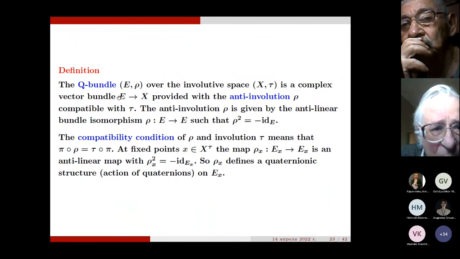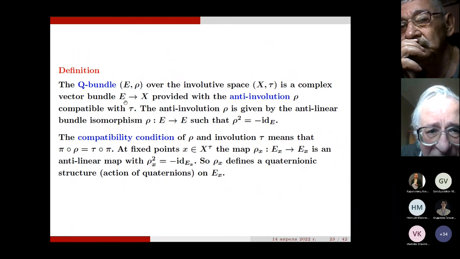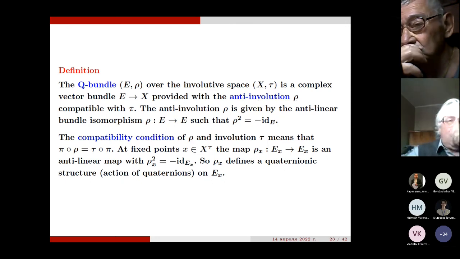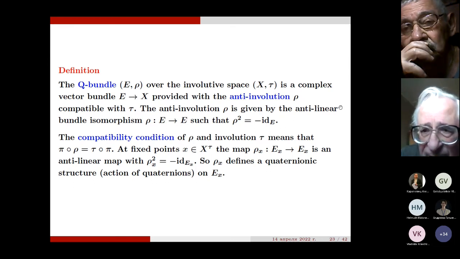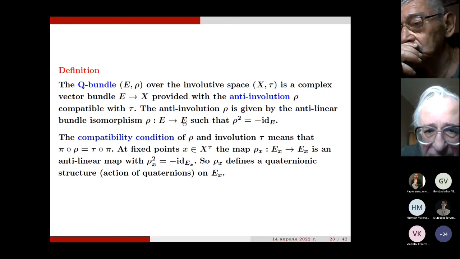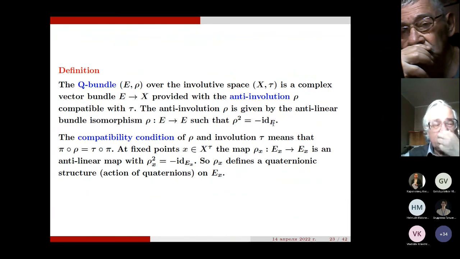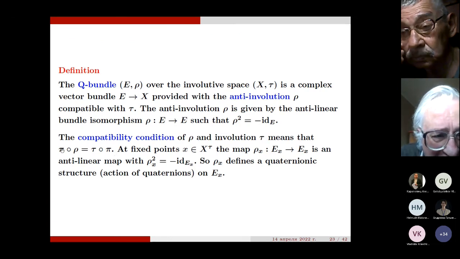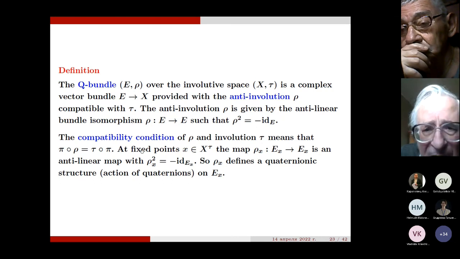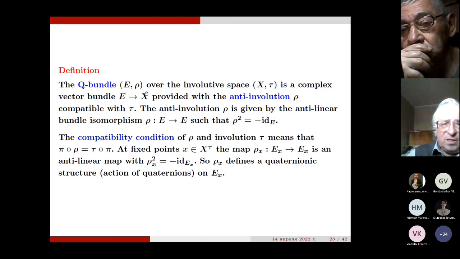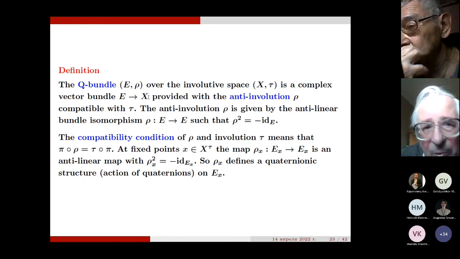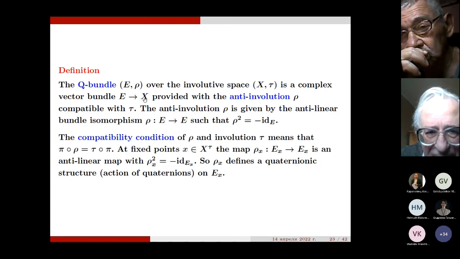Now the definition. We shall call a Q bundle, which I denote by (E, rho), over the involutive space (X, tau), a complex vector bundle E over X, provided not with an involution but with an anti-involution rho, which is compatible with tau. The anti-involution rho is given by an antilinear bundle isomorphism rho from E to E, such that its square is equal to minus identity. And the compatibility condition of rho and involution tau means that pi composed with rho is the same as tau composed with pi. Simply speaking, we have here an anti-involution on E, and an involution on X, and this rho projects to tau on X.